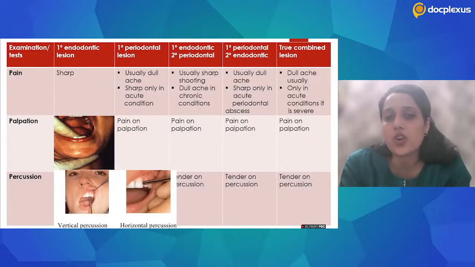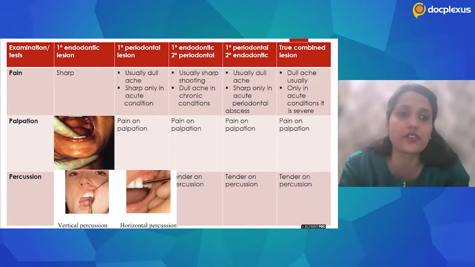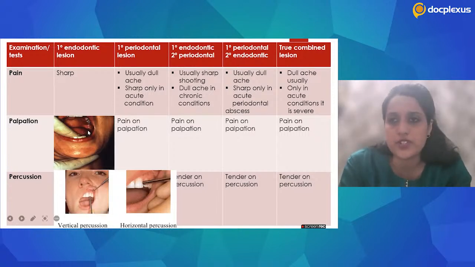In primary endodontic and secondary periodontal conditions, the pain is usually sharp because it is primary endodontic, and it is dull or aching in chronic conditions. In primary periodontal and secondary endodontic, the pain will be primarily of dull type. It will be acute only in the cases of periodontal abscess or if there is any acute exacerbation. In true combined lesions, there will be dull ache, usually in acute conditions. It is severe.